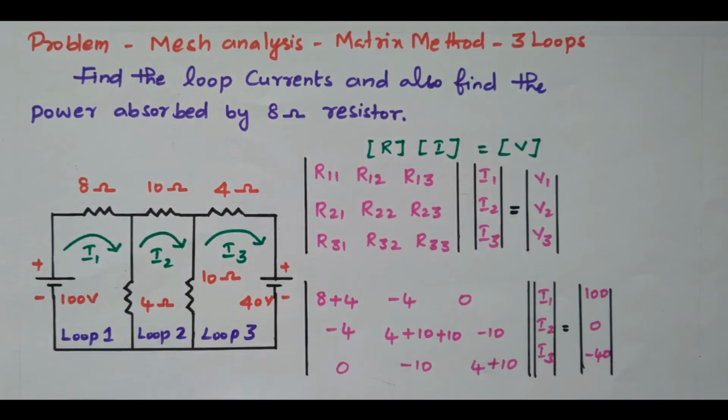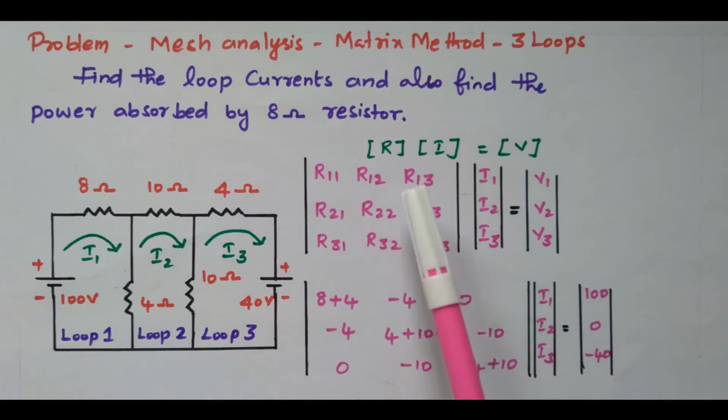Consider this network. In this network we need to find the loop currents and also the power absorbed by this 8 ohm resistor. Here there are two voltage sources available, 100 volts and 40 volts. By inspecting this diagram we can easily identify this is the first loop, the current is I1. This is the second loop, the current is I2. This is the third loop, the current is I3. The current direction is uniformly taken. All three loop currents are flowing in the clockwise direction.